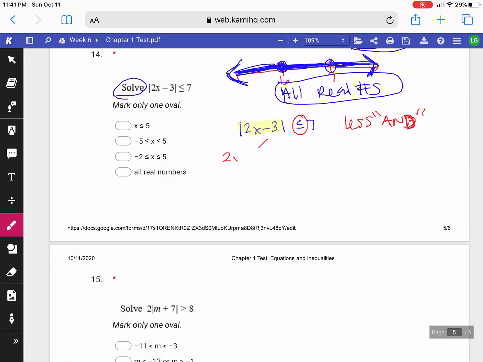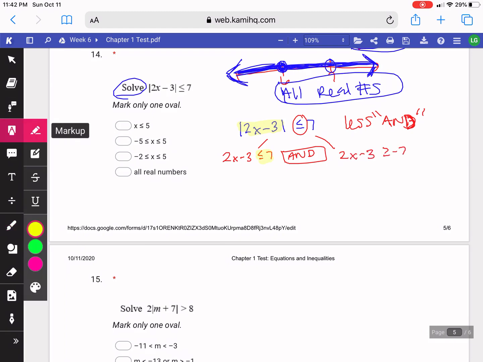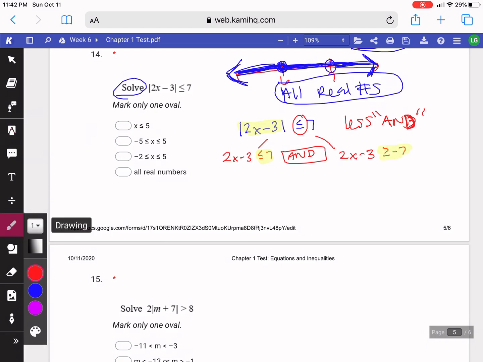So I have 2x minus 3 less than or equal to 7, and 2x minus 3 greater than or equal to -7. Remember, on the second one, you flip the symbol and change the sign. Now I can solve.